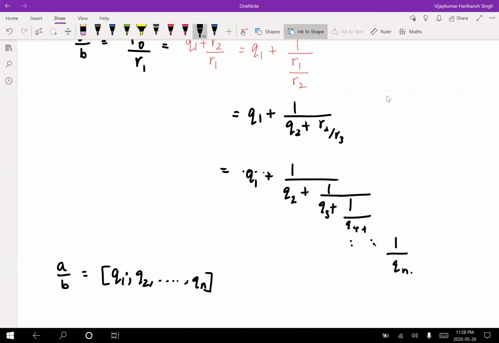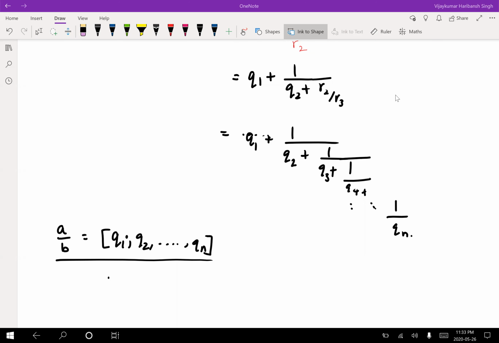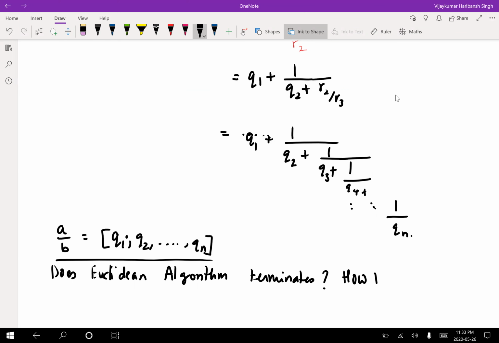So you have shown that if you take a rational number, the continued fraction is finite. Then the question one should ask is, we see that it's based on the Euclidean algorithm. So the question is, does the Euclidean algorithm terminate? Although it may look clear to you that it does, does it? And what is the running time? How many steps are required?